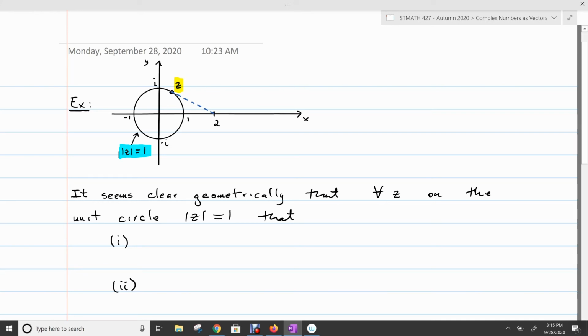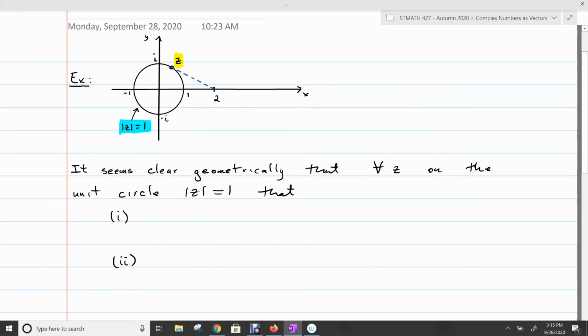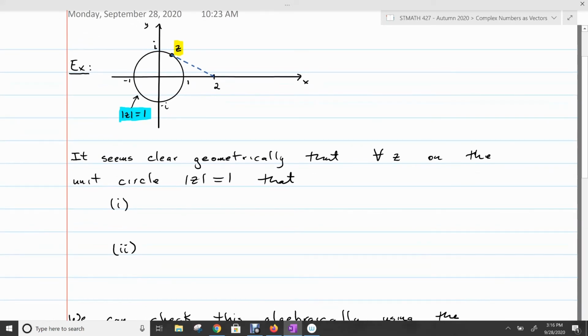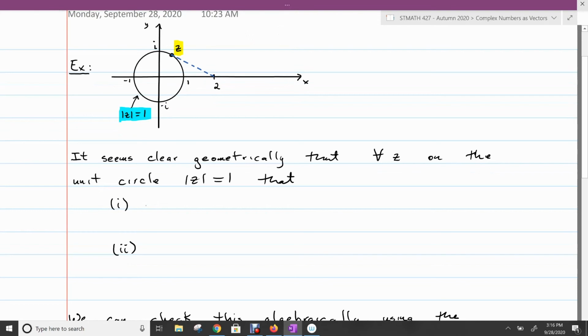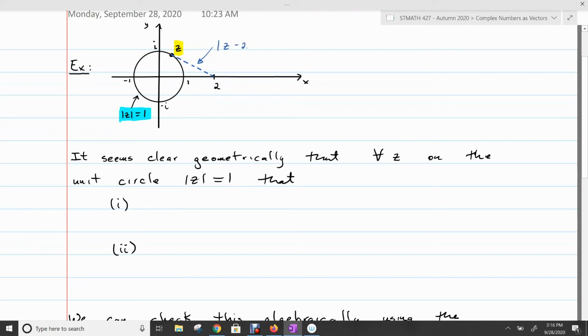So from looking at that picture and thinking about all the possible places z could be on that circle, what's the closest point? Like, what's the smallest distance between z and 2 possible among all the points on that circle? Well, in other words, if we think of 2 as a complex number, we can talk about the distance from z to 2. So this distance right here would be modulus z minus 2, right?